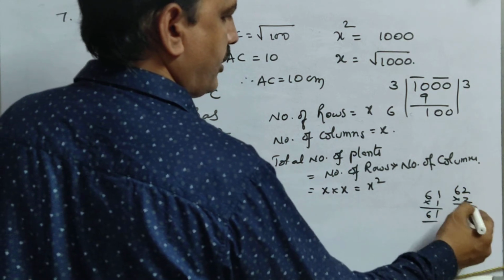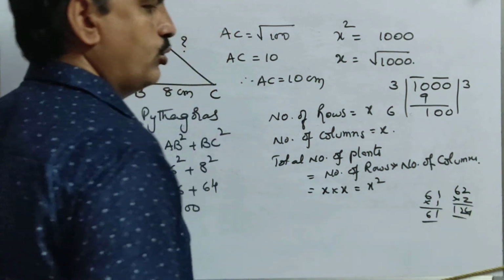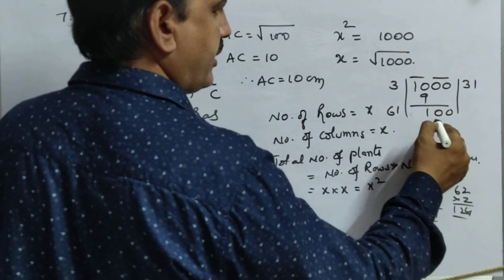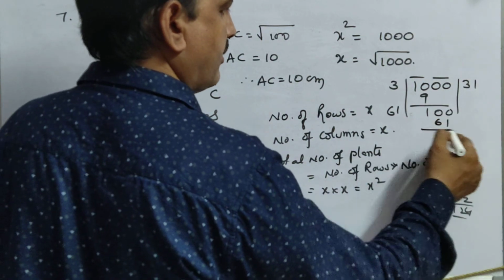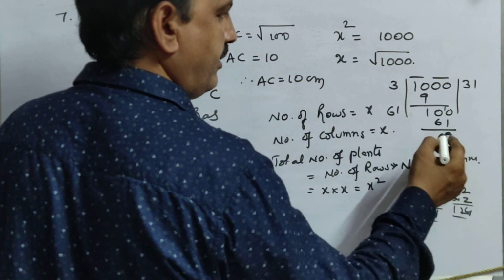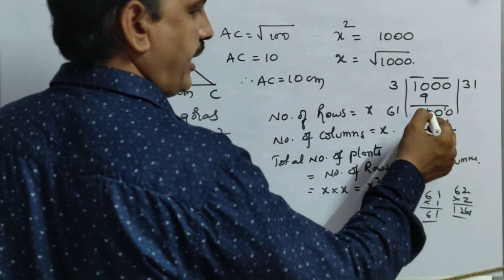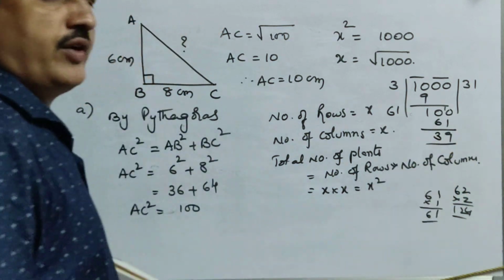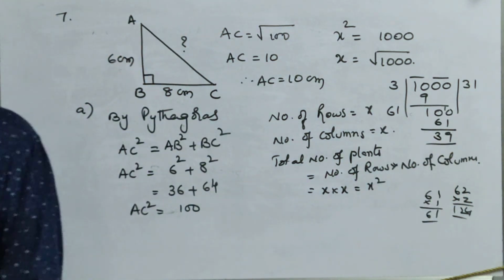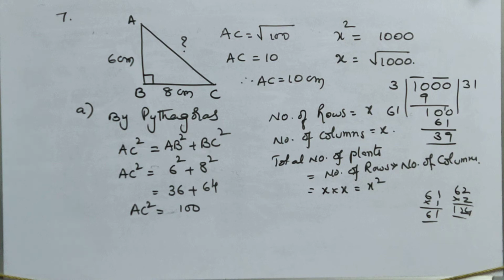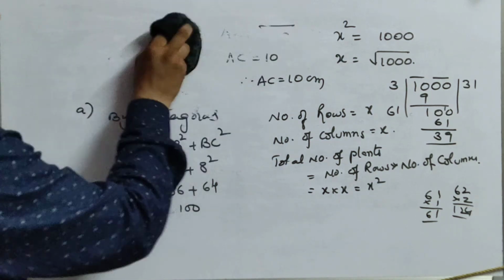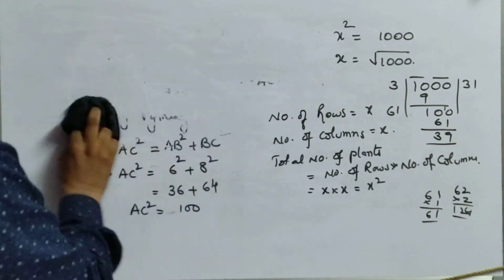2 2s are 4, 2 6s are 12. So 2 became more. So 1 and 1. So that is 61. So 10 minus 1 is 9. Okay, here 9 will be there. So 9 minus 6 is 3. So did you get the perfect square, children? No. That means something should be added here. So what to add?